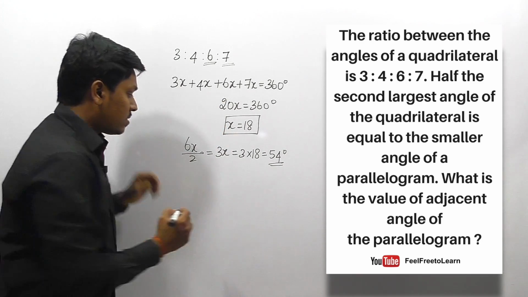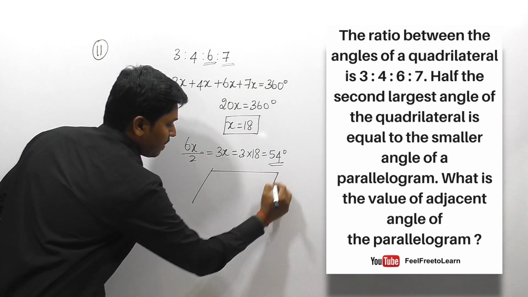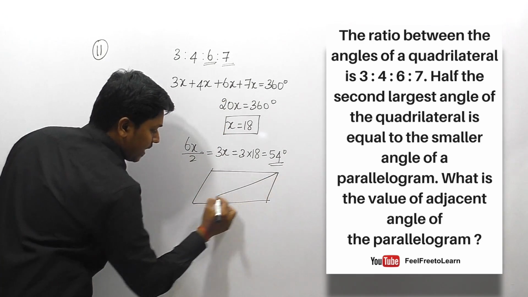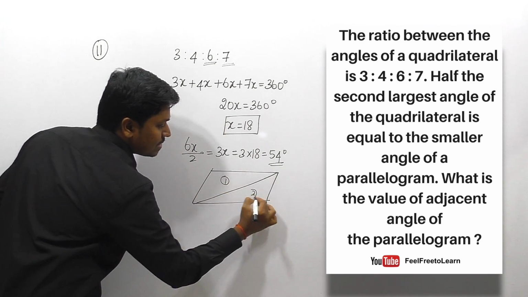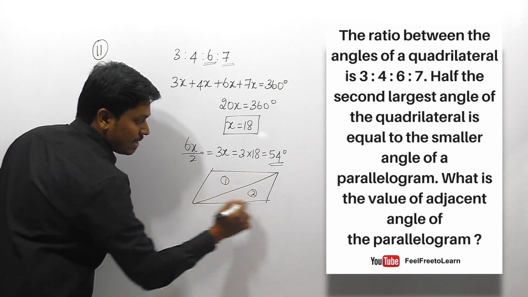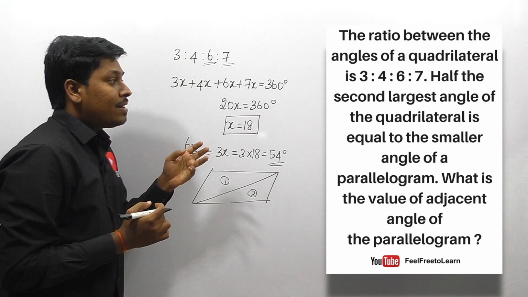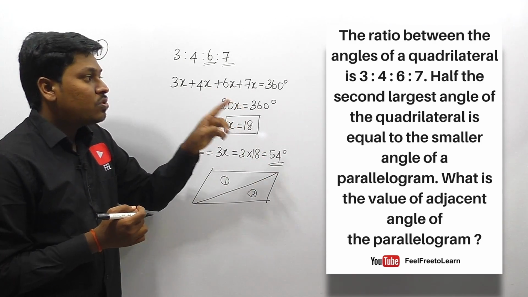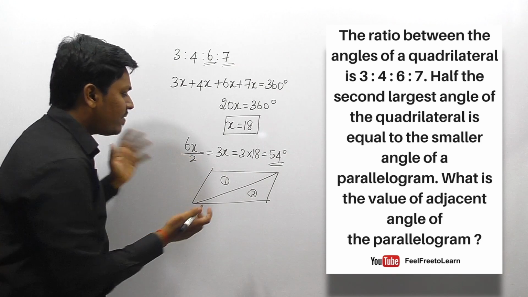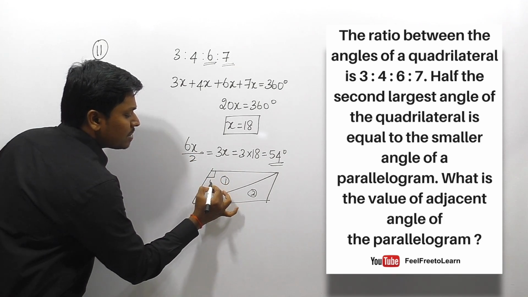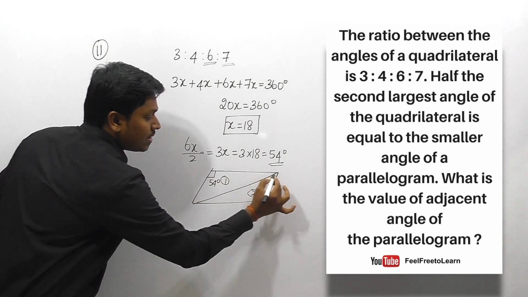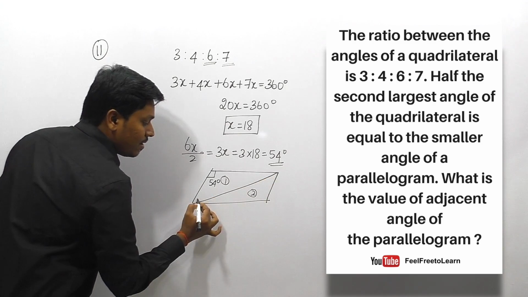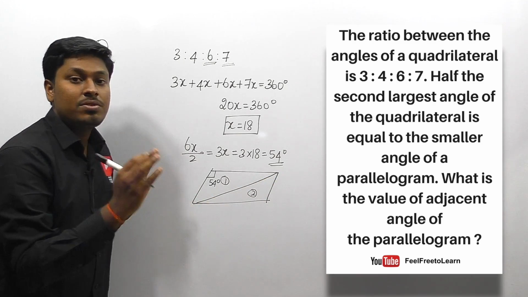of a parallelogram. So friends, always remember that if it is a parallelogram, it has 2 triangles. This is triangle number 1 and this is triangle number 2, right? So triangle 1 and triangle 2. And they are saying that the value which we found, 54 degrees, is equal to the smaller angle of a parallelogram. So let me assume that this angle of the parallelogram is 54 degrees. We already know that it's a triangle, right? If it is a triangle, the sum of 3 angles should be equal to 180 degrees.